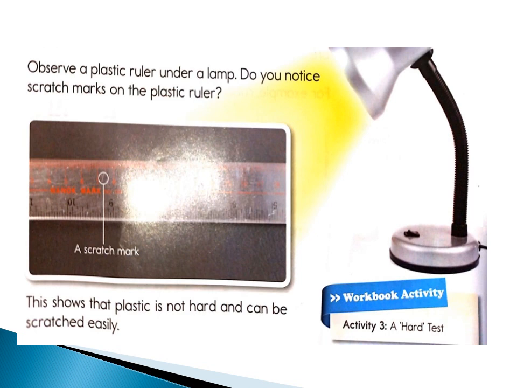And also here the plastic ruler. Look at your plastic ruler under the lamp. Do you notice any scratch marks on the plastic ruler? So yes, of course, this shows that the plastic is not hard and can be scratched easily. So when I leave a scratch on the material, this is what? It's not a hard material. Okay, we remember the hardness test of course.